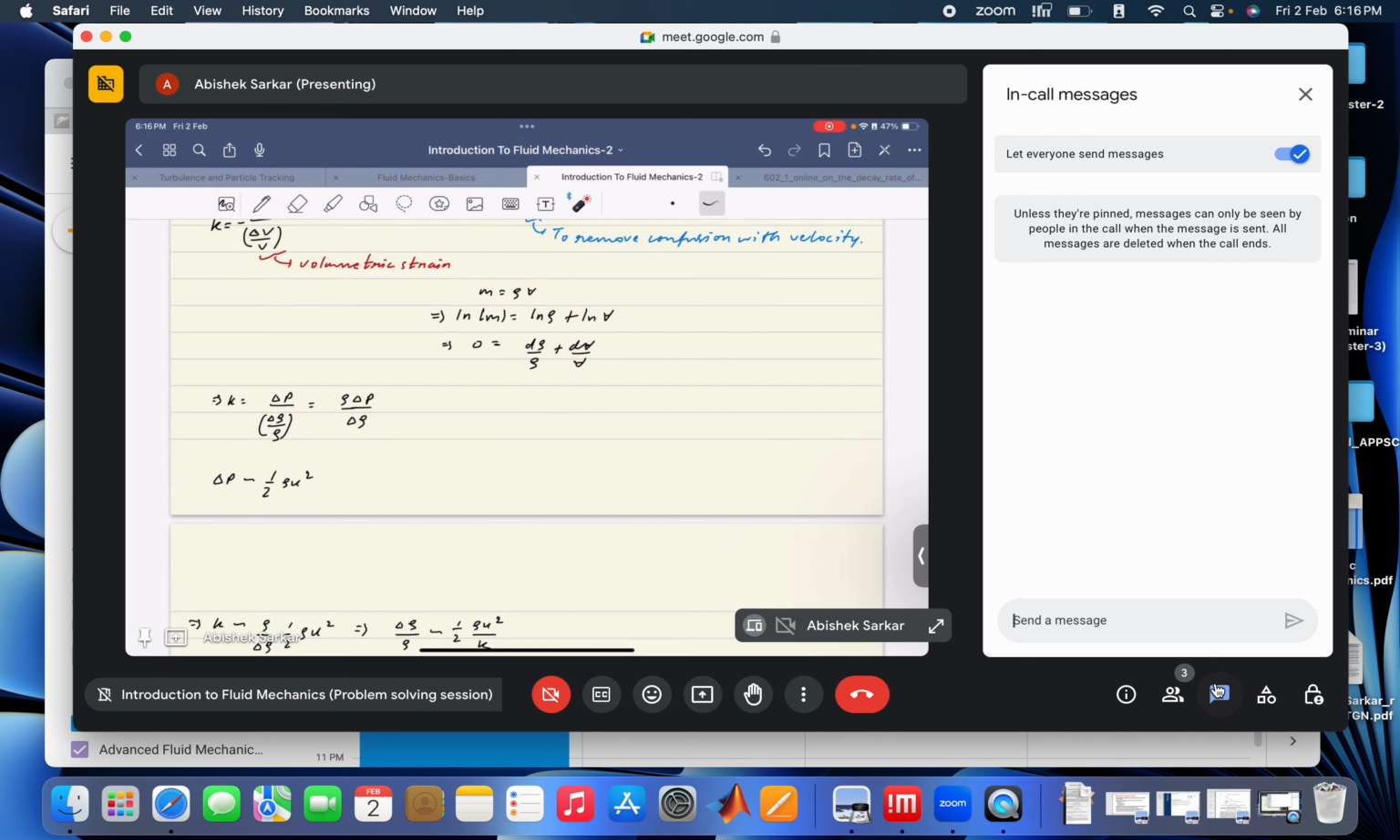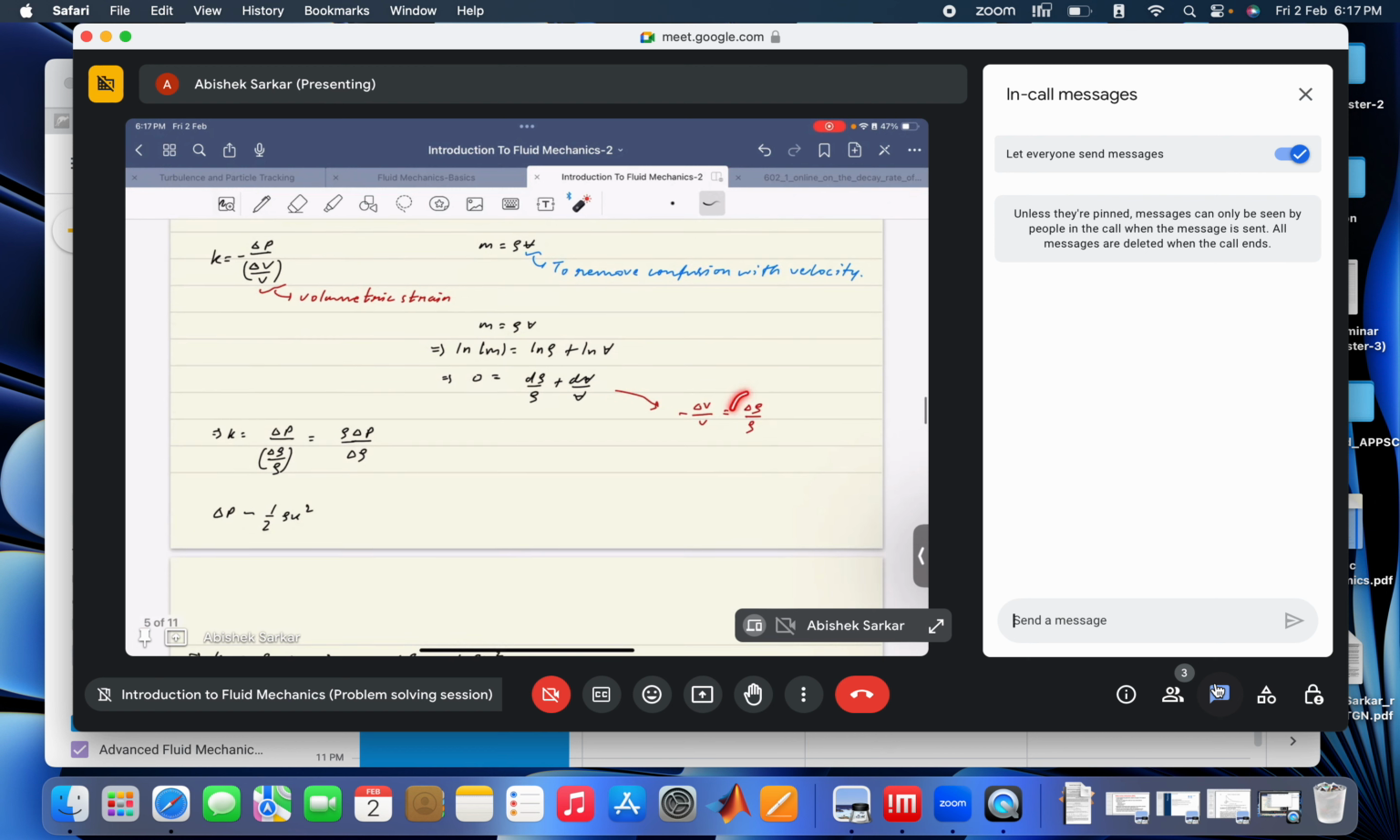From that we get that d rho by rho plus dv by v is equal to 0. So we can just replace this, let me just write it, this delta v by v would be equal to delta rho by rho, from this definition. Then we substitute this relation in this equation to get that the bulk modulus is equal to rho del p by del rho.